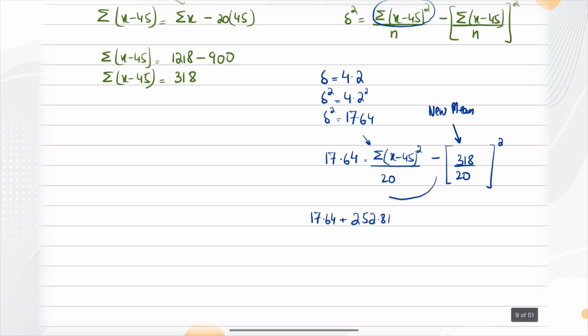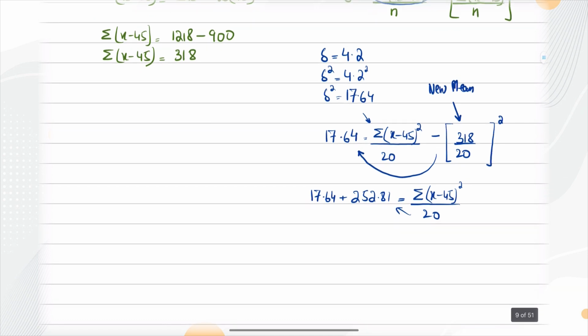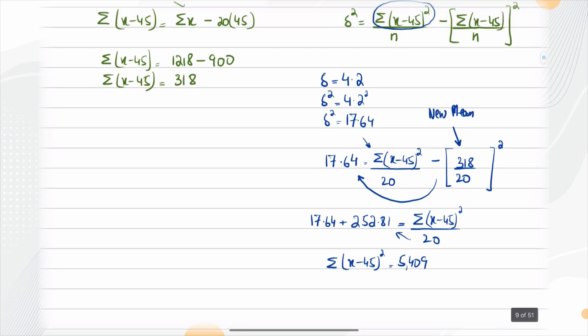So here's what I've done. I've done two steps at once. I've taken this over to the left hand side, which is why we have a plus sign over here. And what is this equal to? This is equal to summation x minus 45 whole squared over 20. Now it's just a matter of cross multiplying, so that's exactly what I'm going to do. 252.81 plus 17.64 into 20, and now you have summation x minus 45 whole squared, which is equal to what? 5,409. And there you go. That's your final answer.